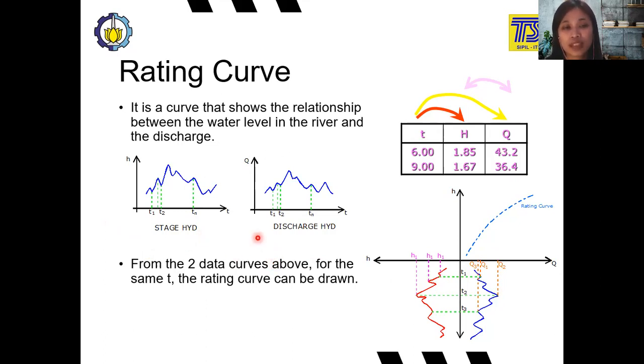Usually the rating curve has the water level on the x-axis and the discharge on the y-axis. Here we have data of water level and discharge at time steps of 6 and 9 hours. For example, at 6 hours, the water level is 1.85 and the discharge is 43.2. But at 9 hours, the water level is decreasing, so the discharge will also be decreasing.